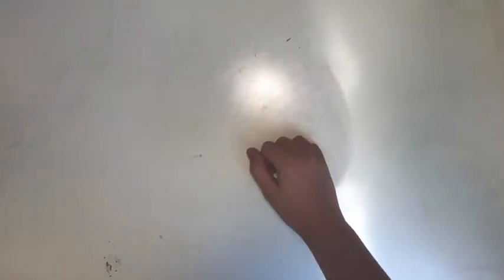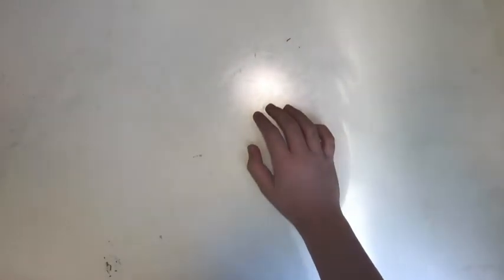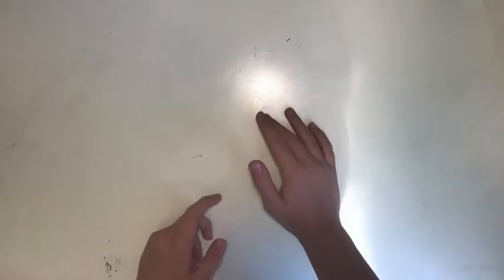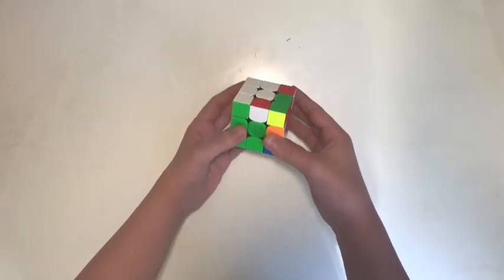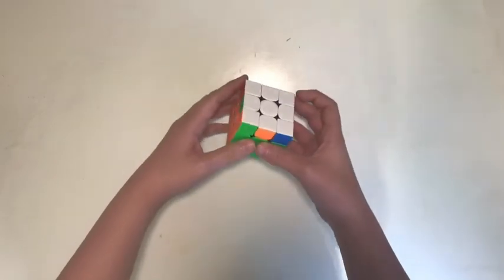Today I'm going to show you 5 easy VLS algorithms. If you didn't know, VLS stands for Valk Last Slot. VLS is where you insert a pair slightly differently in order to skip OLL.